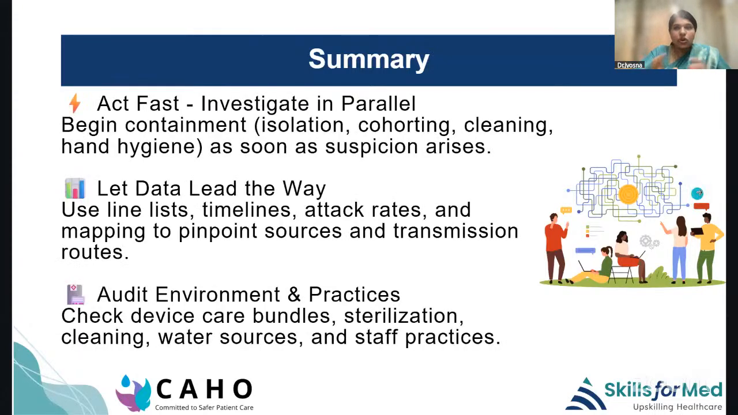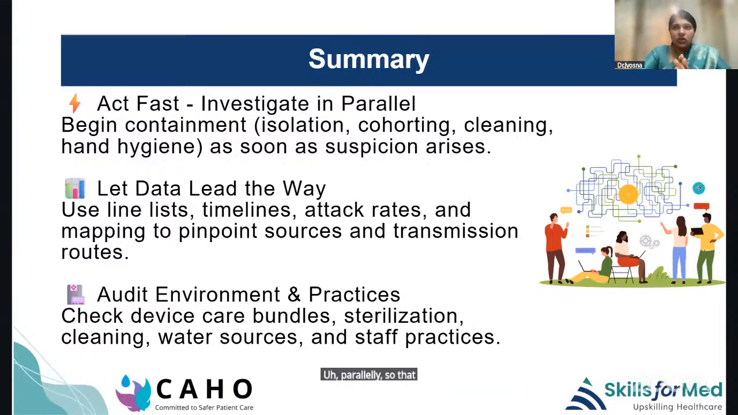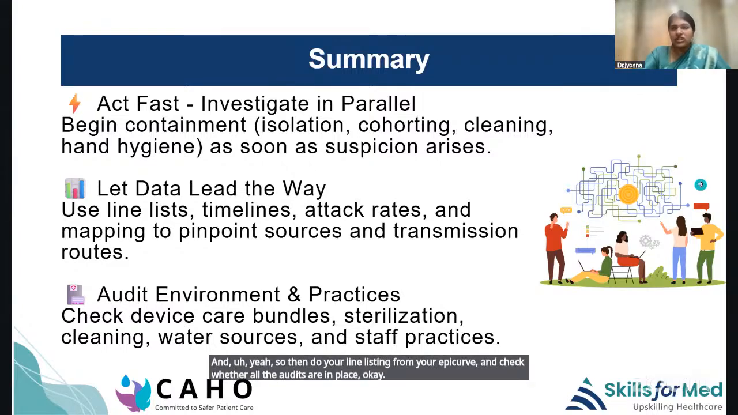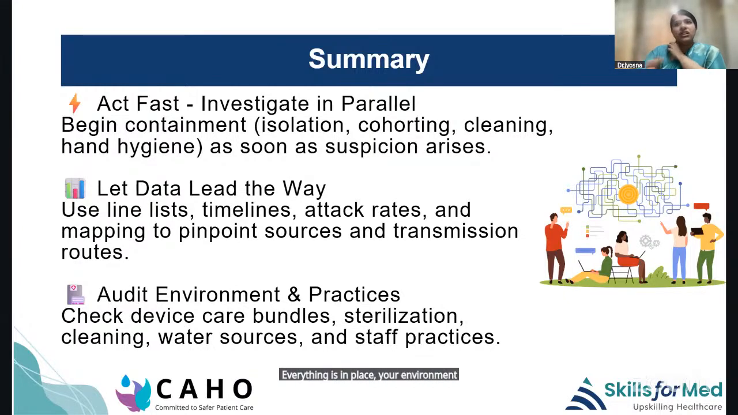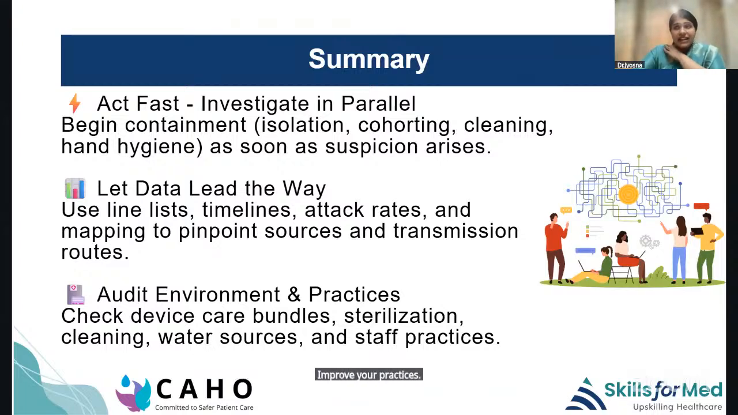Act fast. All this should be in parallel. You can't go step by step when you're actually investigating an outbreak. Everything has to happen parallelly, so that we contain the outbreak as soon as possible. And yeah, then do your line listing, form your epi curve, and check whether all the audits are in place. Okay, and all your sterilization procedures, everything is in place. Your environmental surveillance, everything is going on properly. Improve your practices, hand hygiene practice, or all the infection control practices.